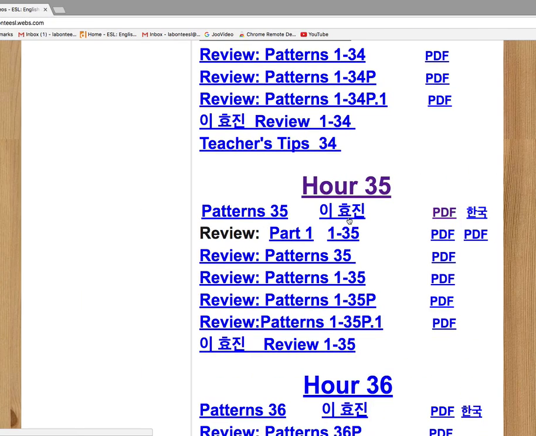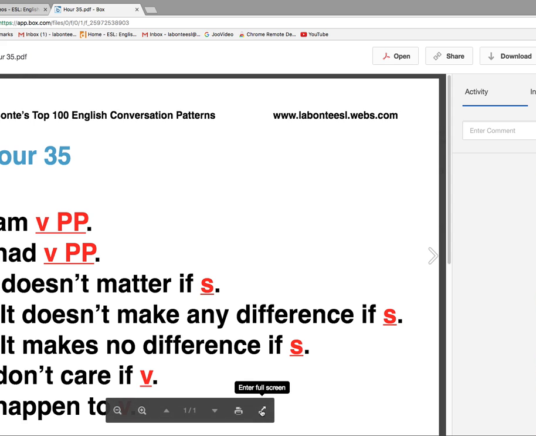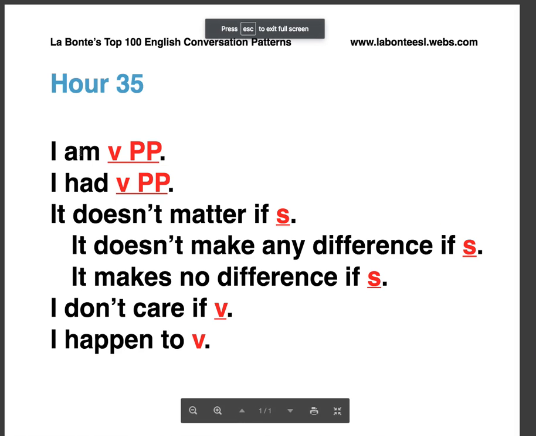Here we are at hour 35, and I must tell you that in this group of patterns that we study, and let me bring it up here, if I find a student using this pattern, I literally stand up and applaud them. This to me is the landmark when you have found that your student has arrived.